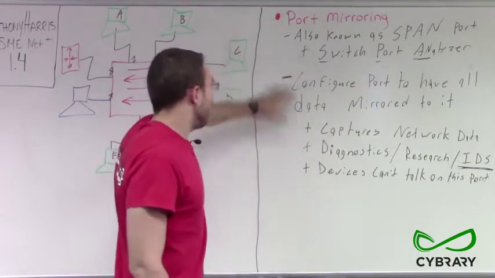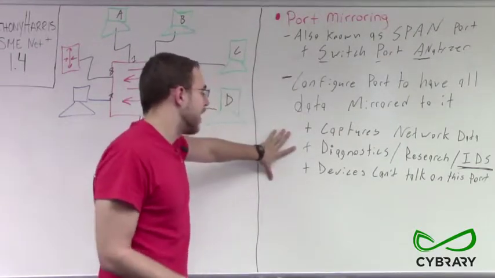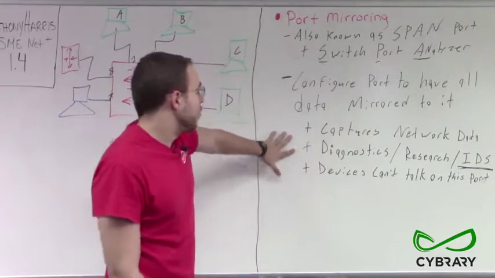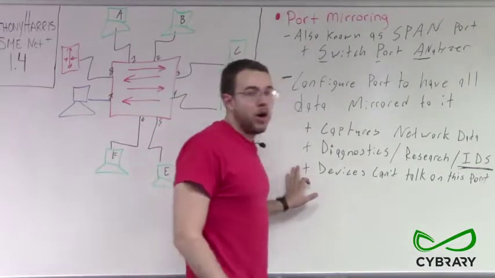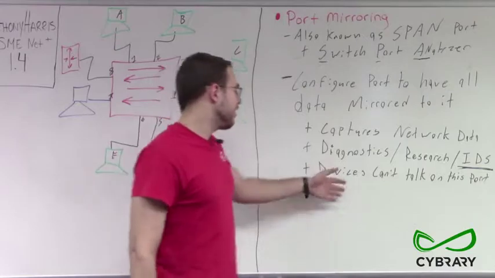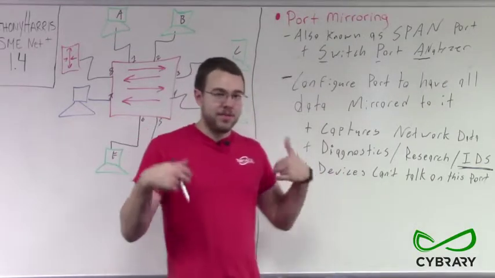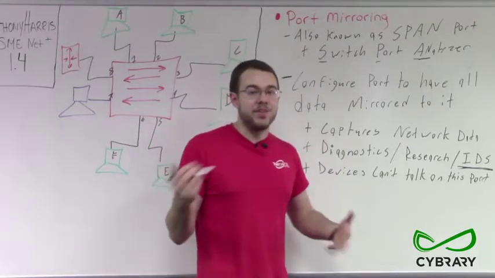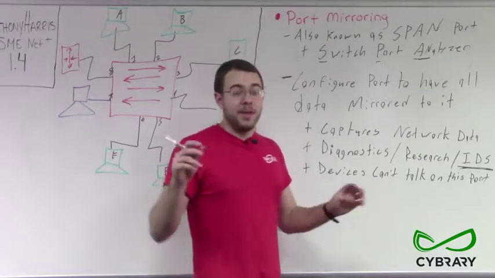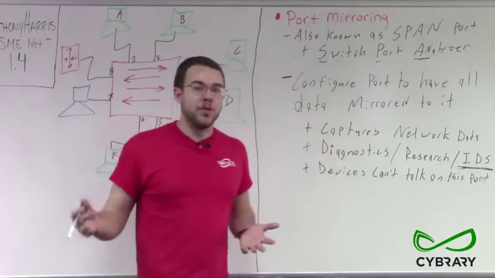But anyway, port mirroring allows us to capture that data and have it sent to different ports. But we also need to know that devices can't talk on this port. Now, why is that? Well, these devices can't talk on this port because mirrored ports are set up just to have data sent to them, capturing it from all of our other ports.